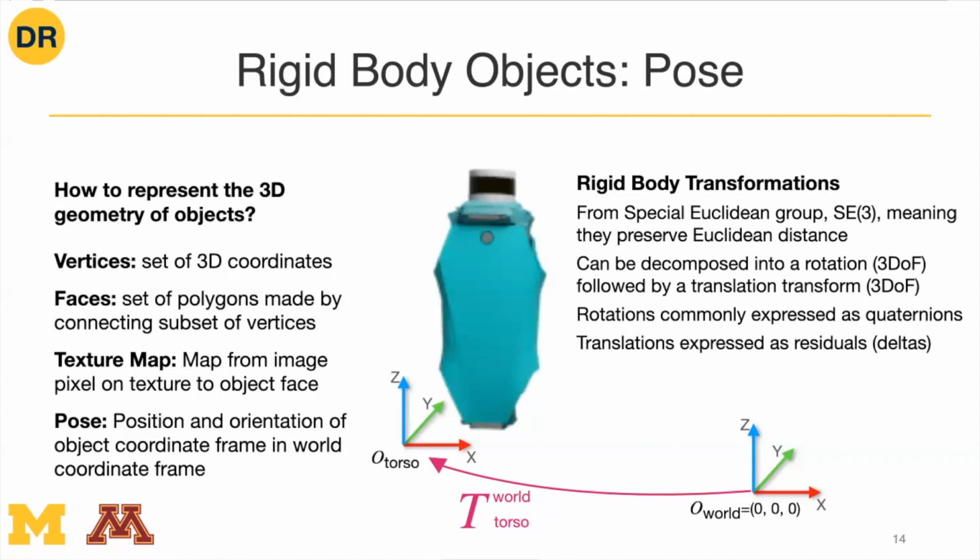In addition, translations are expressed most commonly for deep learning just as residuals, so just as deltas along each of the three dimensions. But taken together, this rotation and translation is how we'll describe the pose of our object within space, within a 3D scene.